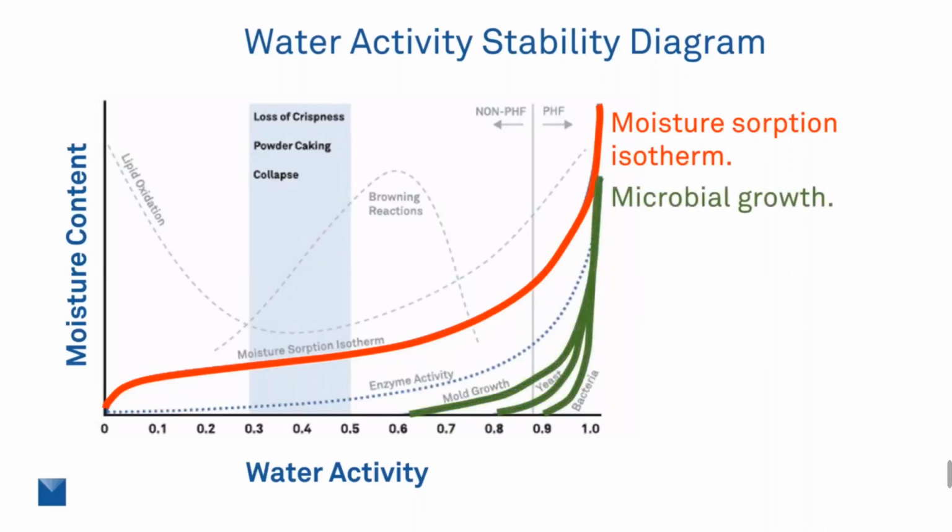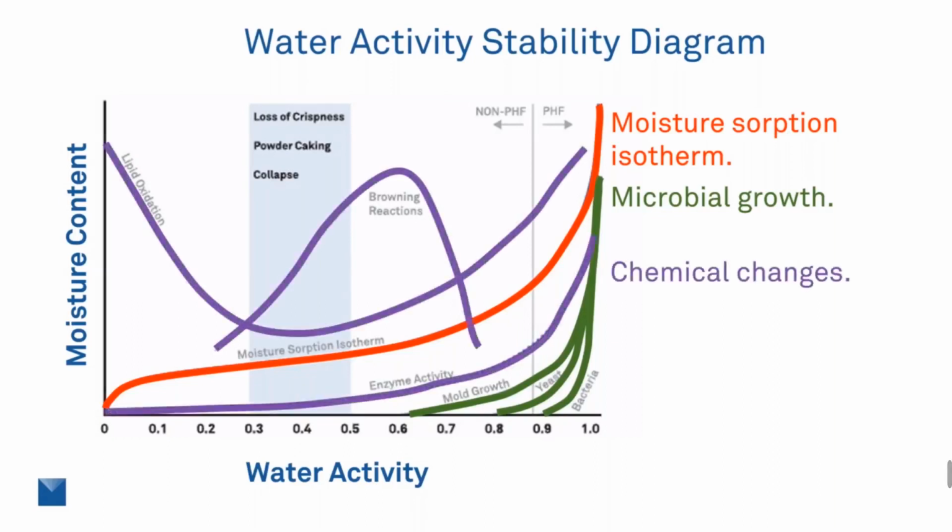Next, we have where the microbial growth will happen. So we have mold growth, yeast, and bacteria. And you can see as those increase in water activity, so does the rate of that growth also increase exponentially. Next, we have where the chemical changes will happen. We have some interesting trends here. You can see the normal trend for enzymatic activity that will increase as the water activity increases.